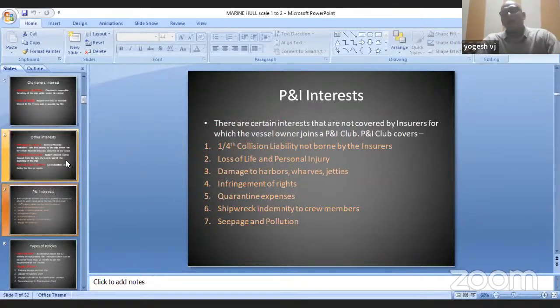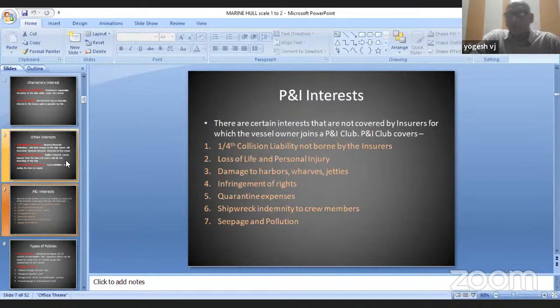Now, protection and indemnity interest. As I told you in the earlier lecture, whatever is not covered in the hull policy is covered under P&I interest. See, loss of life is never covered under hull. It is covered under P&I. One-fourth collision liability not borne by the insurer. I told you that three-fourths collision liability is borne by the insurer, that is 75%. But the remaining one-fourth part is borne by the P&I firms. Damage to harbors. If you remember in the last lecture, I told you that if a vessel enters the dock and it breaks the berth, who is going to pay the losses of the berth? That will be paid under P&I.